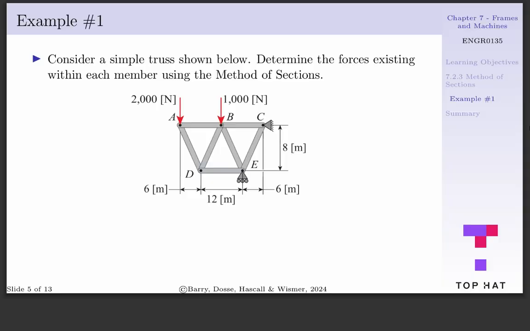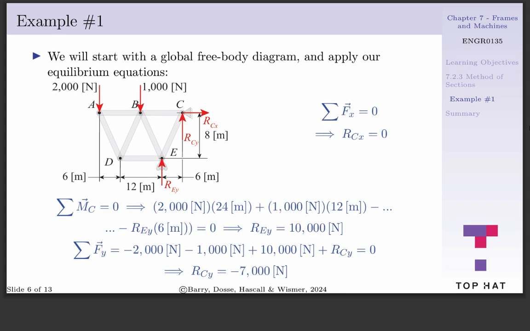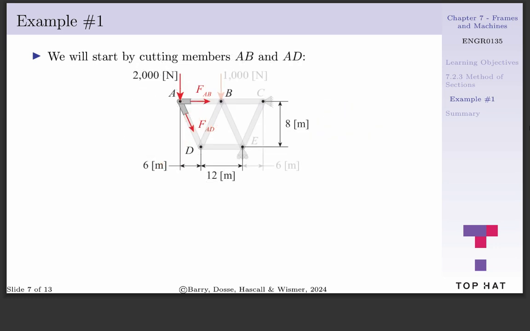Let's reconsider the truss from the example in the previous lecture. We want to determine the forces existing within each member using the method of sections. We'll start with a global free body diagram and employ equilibrium equations. We won't spend much time on this since we've seen this global free body diagram before, but we'll go over the values. RCX is equal to 0 newtons, REY is equal to 10,000 newtons, and RCY is equal to negative 7,000 newtons.